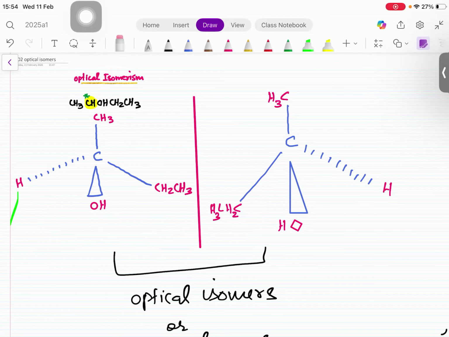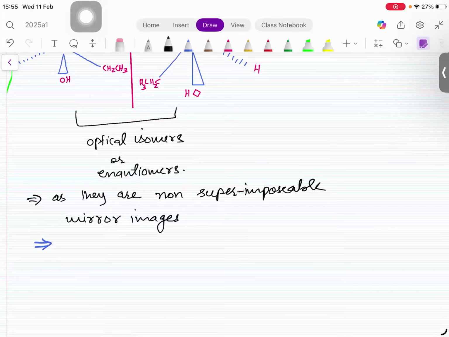Nothing else is different. So keep in mind the optical isomers: molecular formula same, structural formula same, chemical properties same, physical properties, everything except one property. Light. Yes. So when the light strikes the plane polarized light, one of them rotates to one side and the other one rotates to the other side. So please write down: optical isomers are enantiomers.